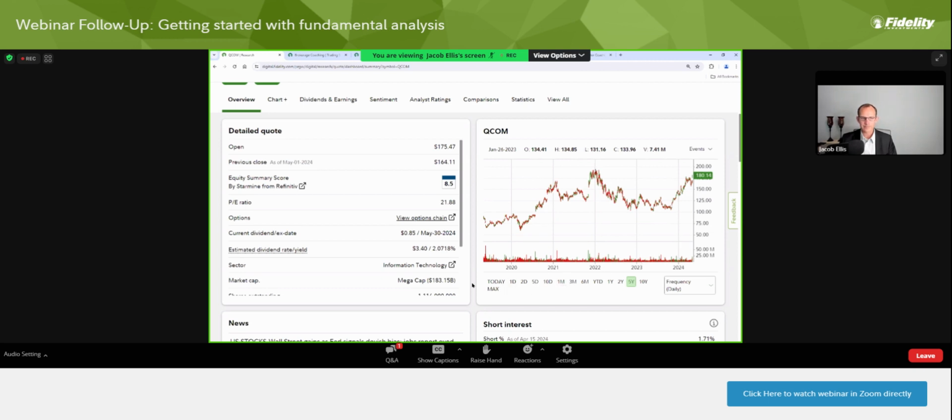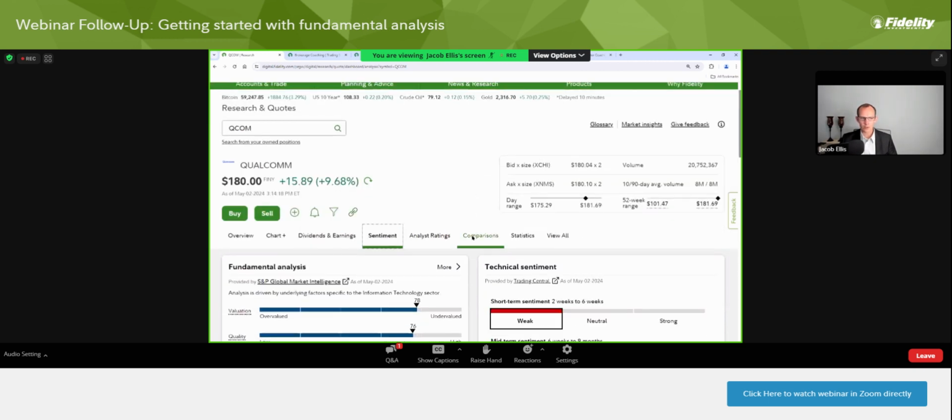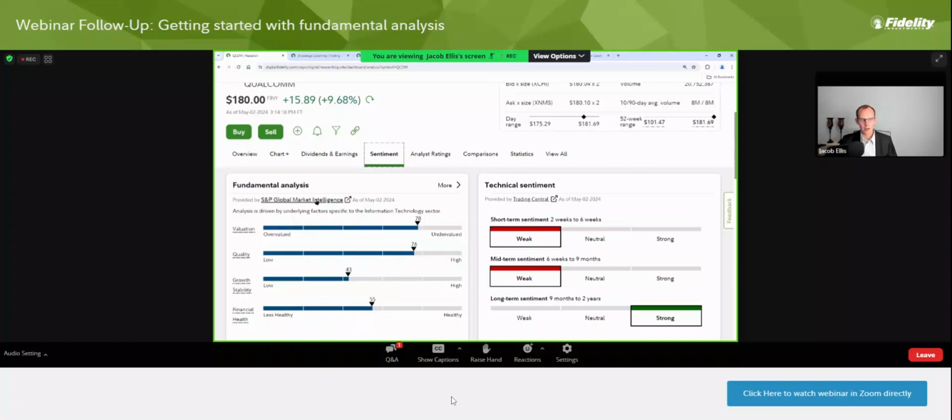Knowing that that's the case, let's go ahead and take a look and see what the fundamentals of this company look like and how it compares to others in the industry. We certainly could start by looking at their balance sheet, but in interest of time, let's go to the sentiment tab and take a look at the summarized versions available to us by S&P Global Market Intelligence.